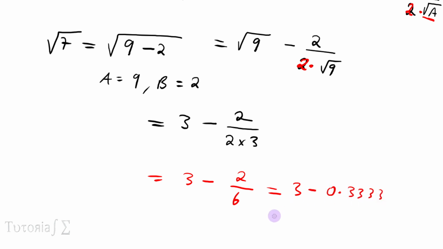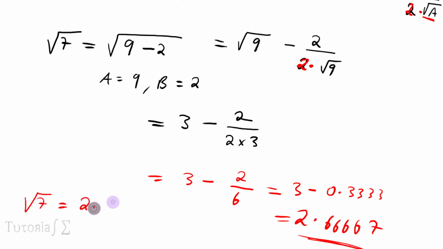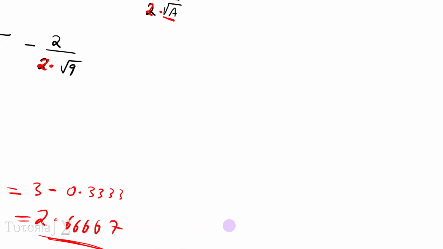0.3333 and repeating. Okay, so when you punch in that, when you simplify that by subtraction, you're going to have 2.66667 and repeating. So you just leave it like that. So that is basically the root of 7. So the root of 7 is approximately 2.66667. Okay, and you're done.